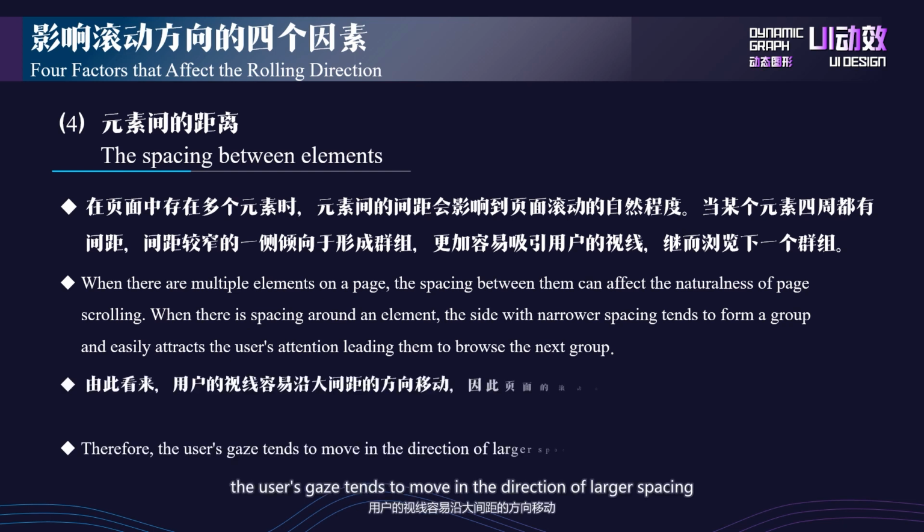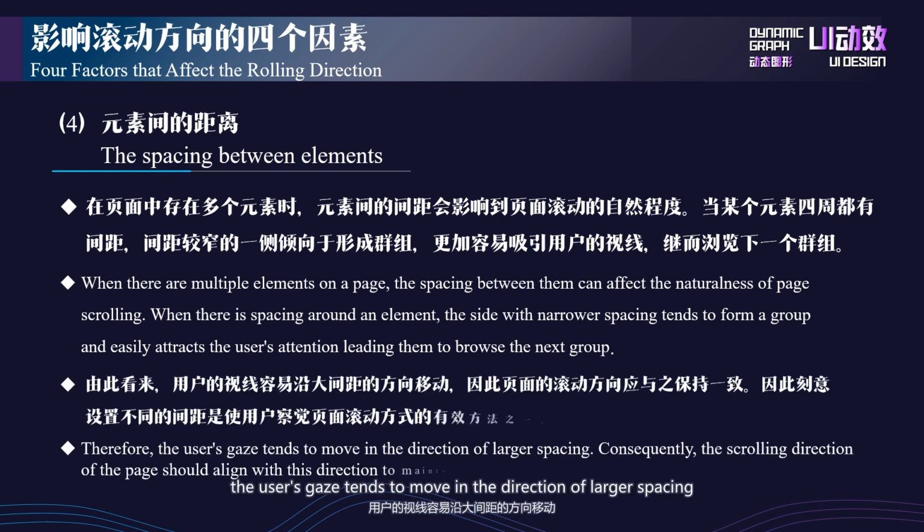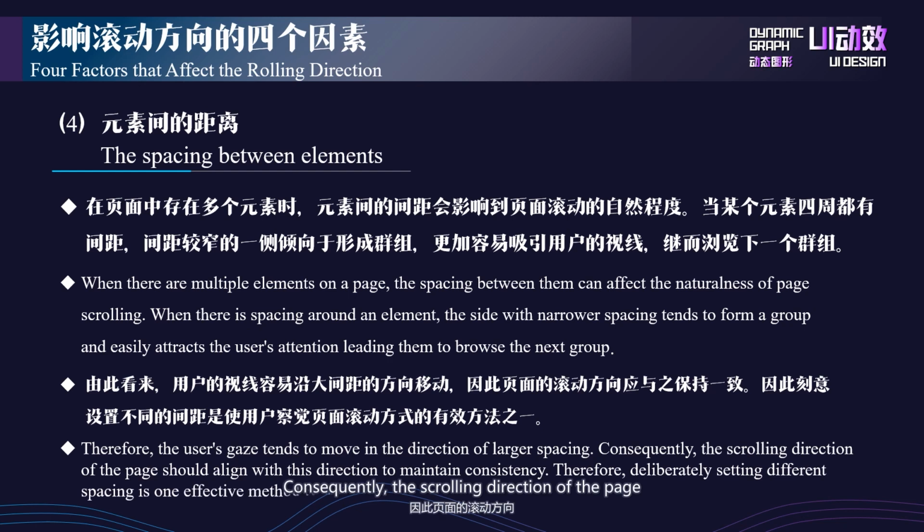Therefore, the user's gaze tends to move in a direction of larger spacing. Consequently, the scrolling direction of the page should align with this direction to maintain consistency. Therefore, deliberately setting different spacing is one effective method to make users aware of the scrolling direction of the page.